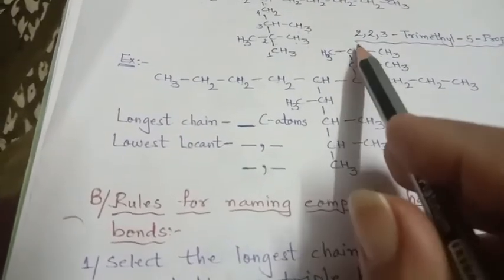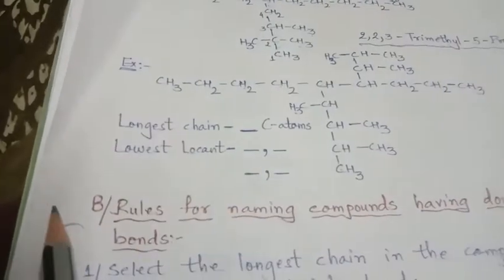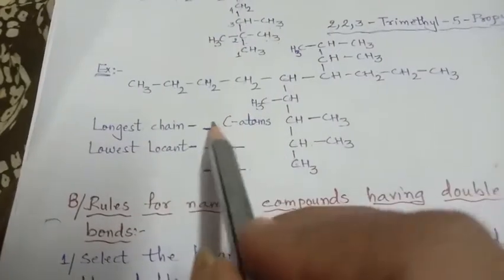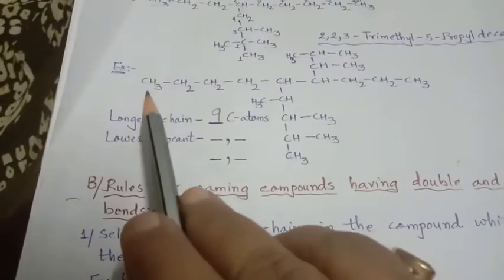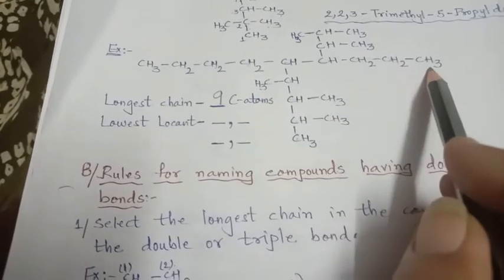From here we considered 8. From here it is 9. From here it was also 9. Now the maximum number, that is the longest chain, we are having is 9 carbons. Now we will have to see the lowest locant. From here we consider 1, 2, 3, 4, 5, 6, 7, 8, 9.